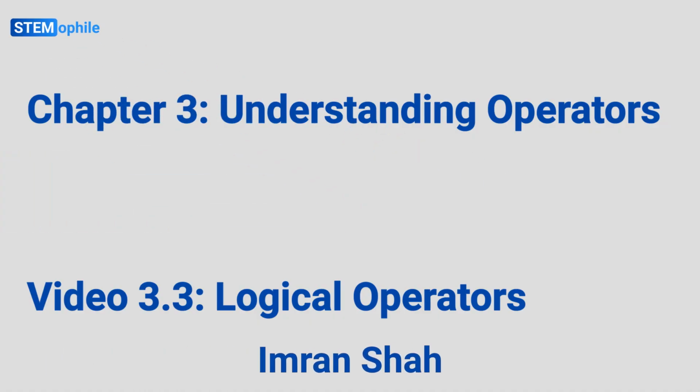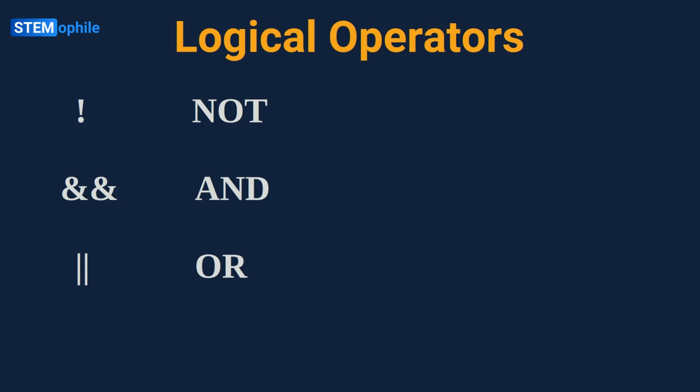I'm Imran Shah and today we'll learn about logical operators. These are very important operators and are used a lot in programming. Just like relational operators, the result of logical operators is always either 0 or 1. There are three logical operators: logical NOT, logical AND, and logical OR.